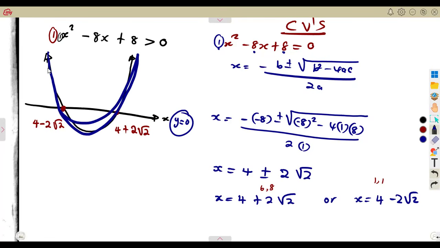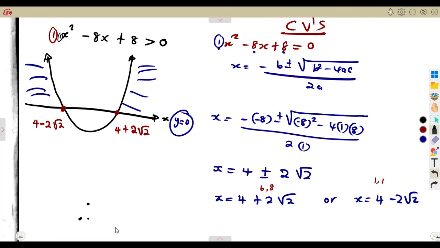This is our y. The function is y, this one. Where are we having it? Above 0, greater than. That is on top. So this side and this side, this is the side that you are representing. So therefore, our x is going to be less than on this other side. So that is less than 4 minus 2 square root of 2.